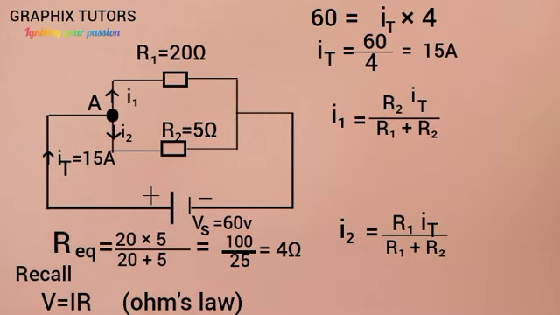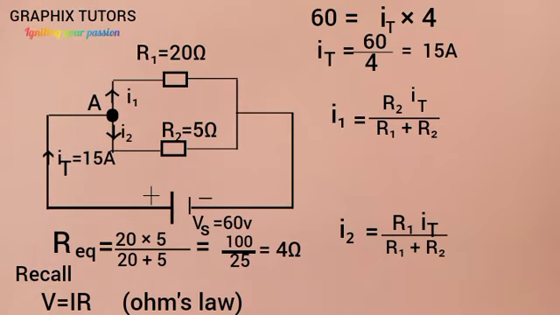Our current divider rule. Now I told you earlier, if I want to look for I1, I1 will be equals to what? R2 over R1 plus R2. I'm not including the I1 because of what? The I1 is flowing through R1. So what do I replace it with? The I total. This is what I explained earlier.